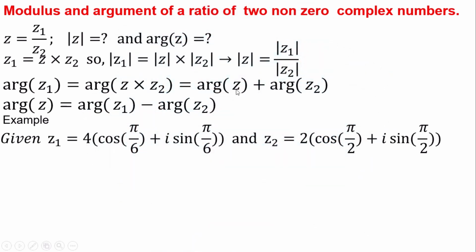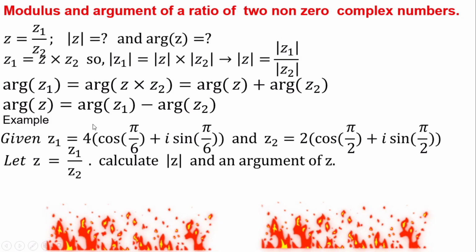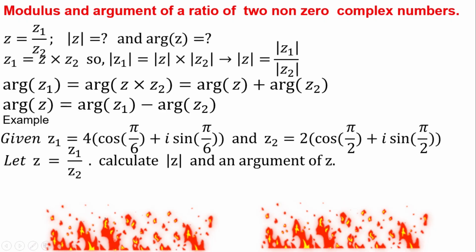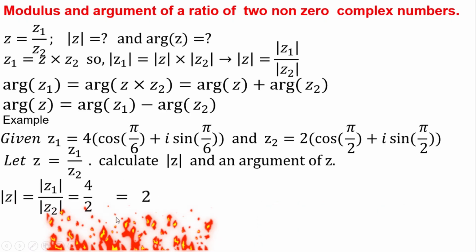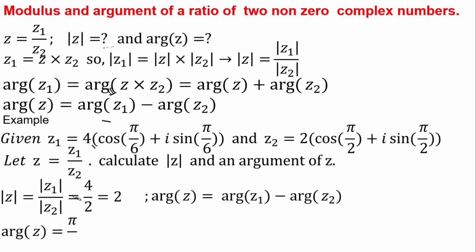Z1 equals 4 (cosine pi by 6 plus i sin pi by 6), Z2 equals 2 (cosine pi by 2 plus i sin pi by 2), Z equals Z1 over Z2. Calculate modulus of Z and argument of Z. Modulus of Z1 over modulus of Z2, 4 over 2 equals 2. Argument of Z equals argument of Z1 minus argument of Z2 equals pi over 6 minus pi by 2 equals minus pi by 3 mod 2 pi. Minus pi by 3 is an argument of Z.